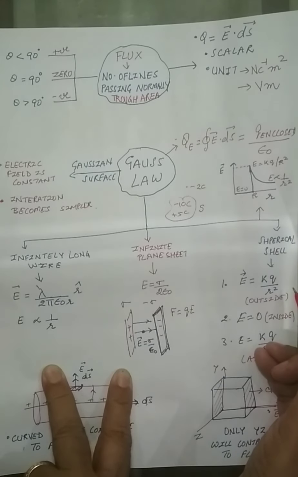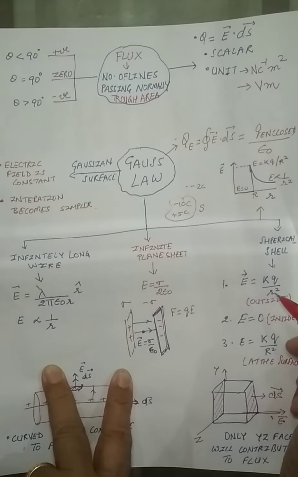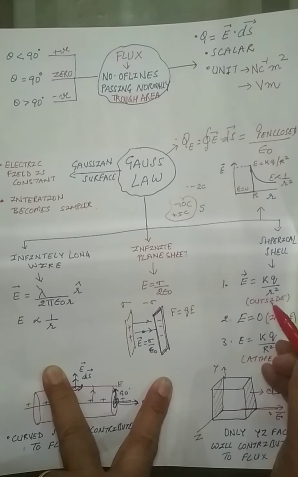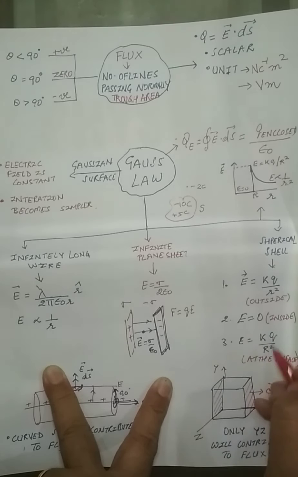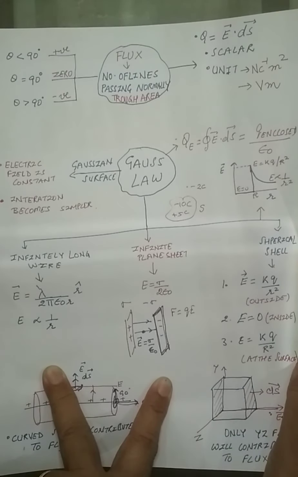And then we did the spherical shell. In the case of the spherical shell, we did 3 cases: outside the spherical shell, inside the spherical shell, and at the surface. So you learn the expressions. Outside it is kq by r square, with small r, inside the electric field was 0, and at the surface it was kq by R square. This is just the same as the expression for a point charge.